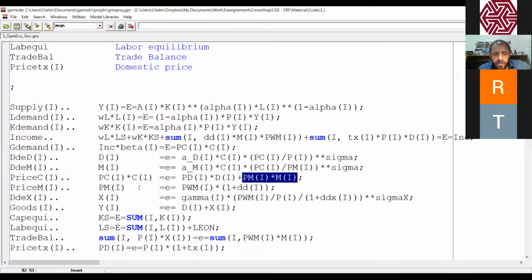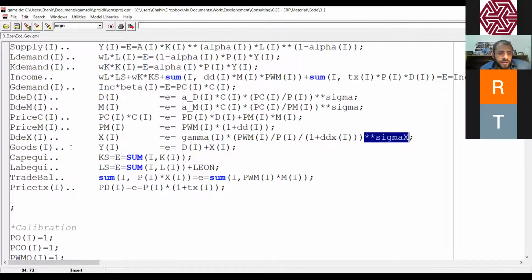The price of imports is equal to the world prices to which I add domestic tariffs, DD, that's the tariff rate. Then here we have the demand for exports that are equal to the scale parameter, gamma I, multiplied by the relative price of domestic goods relative to world prices. And here we have the elasticity of substitution of exports.